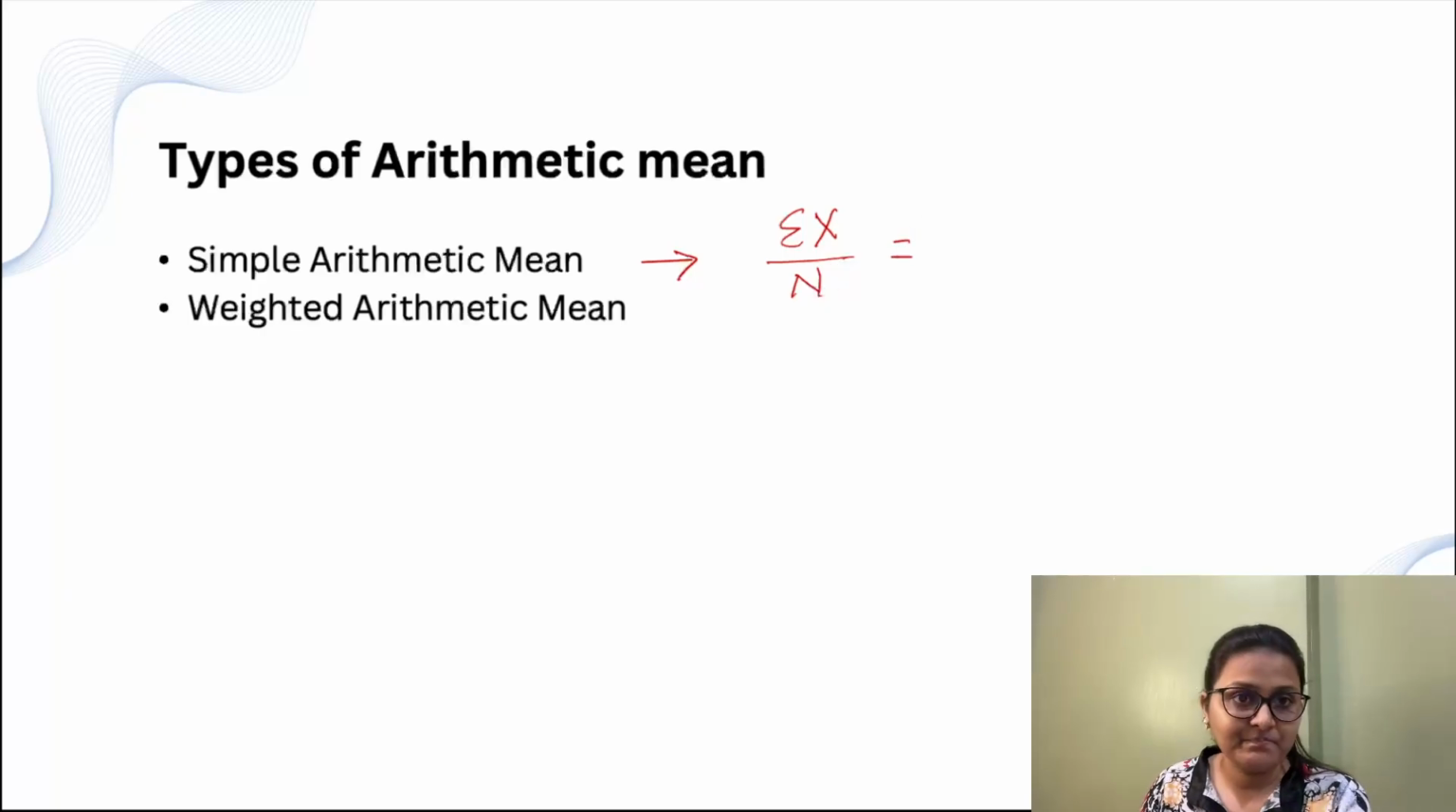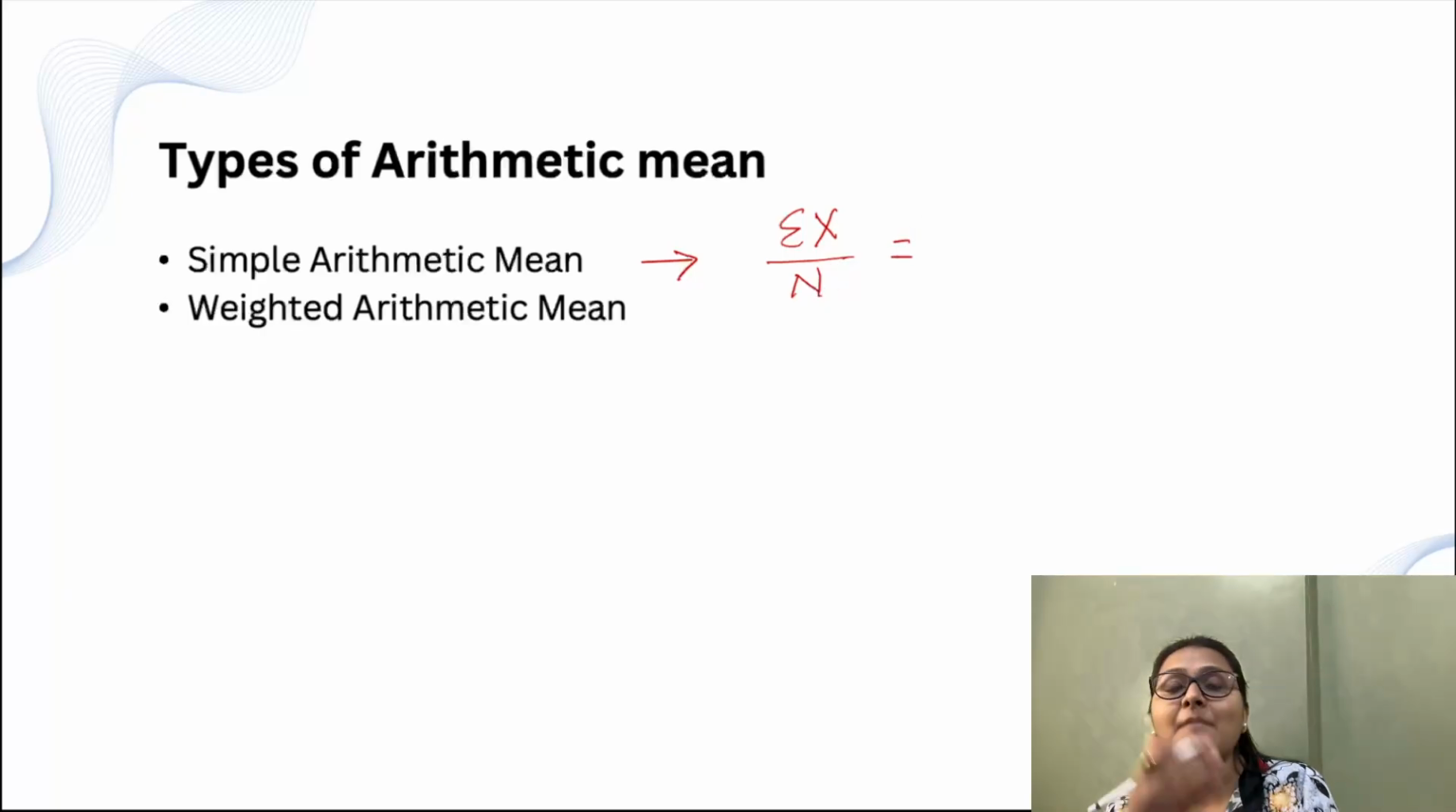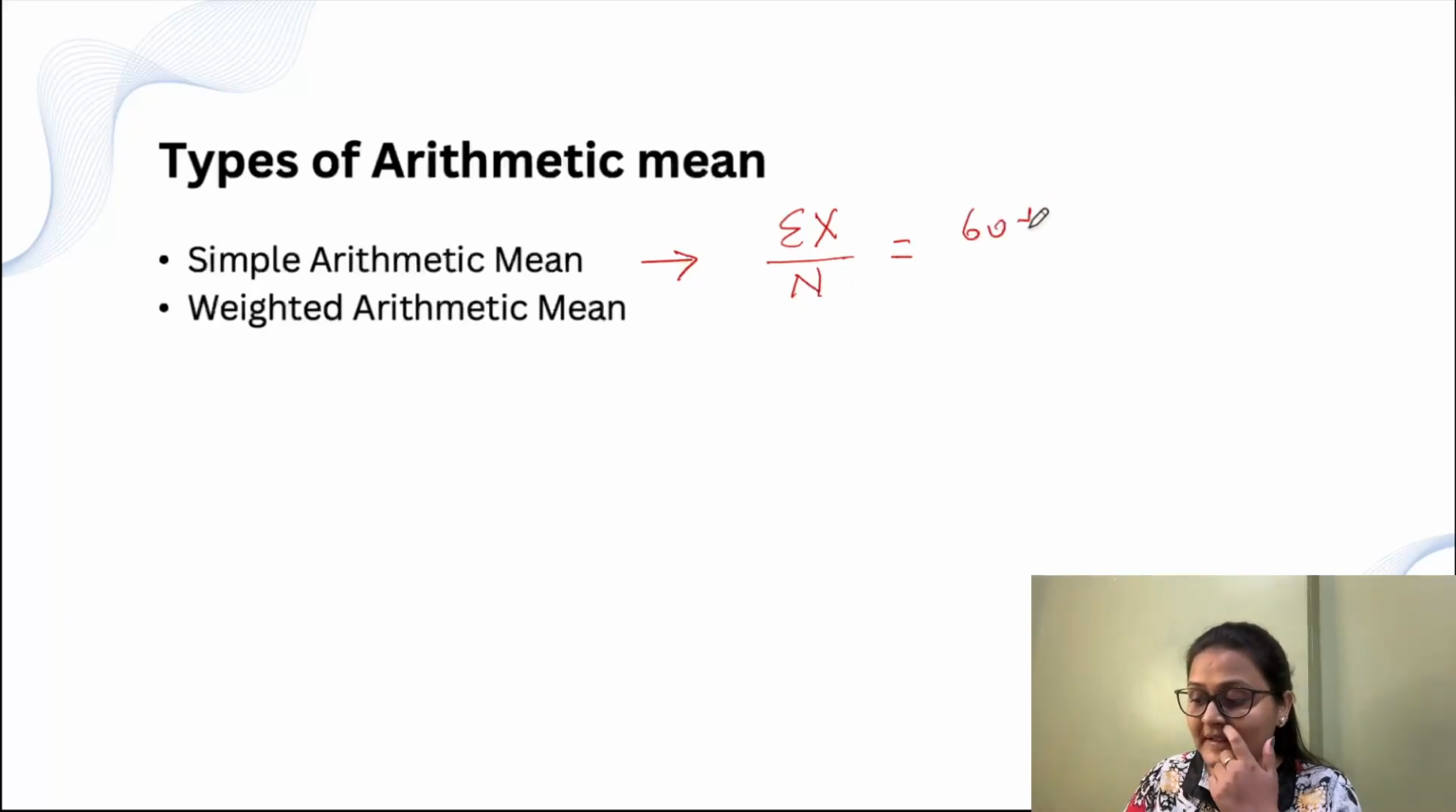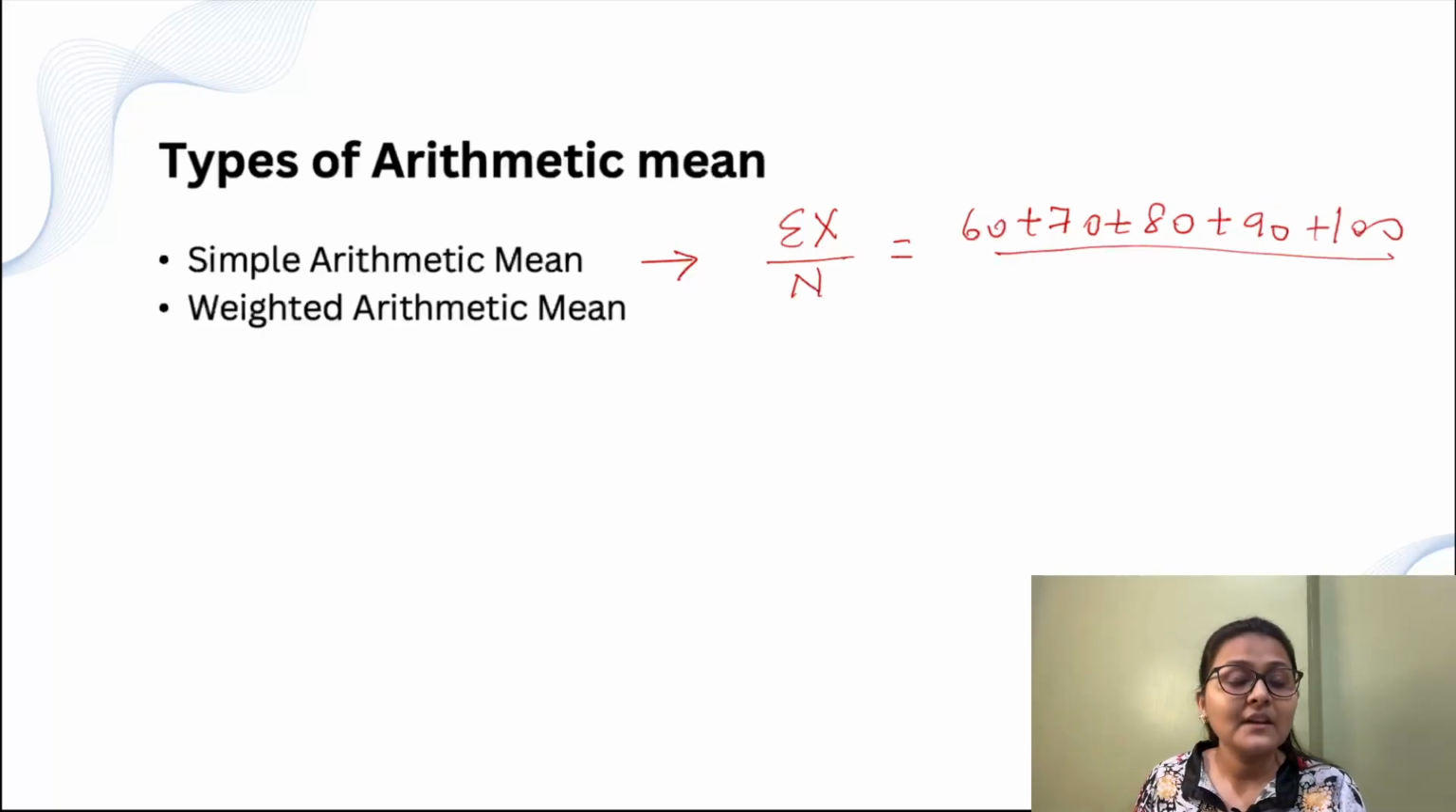So, formula of simple arithmetic mean is sum of x by n. Now, suppose the marks of 5 students in a class are 60, 70, 80, 90 and 100. Right. Now, how are we going to calculate the average mean? This is going to be divided by the number of items. So, the number of items is 5. So, our answer will be 80. So, this is simple arithmetic mean.